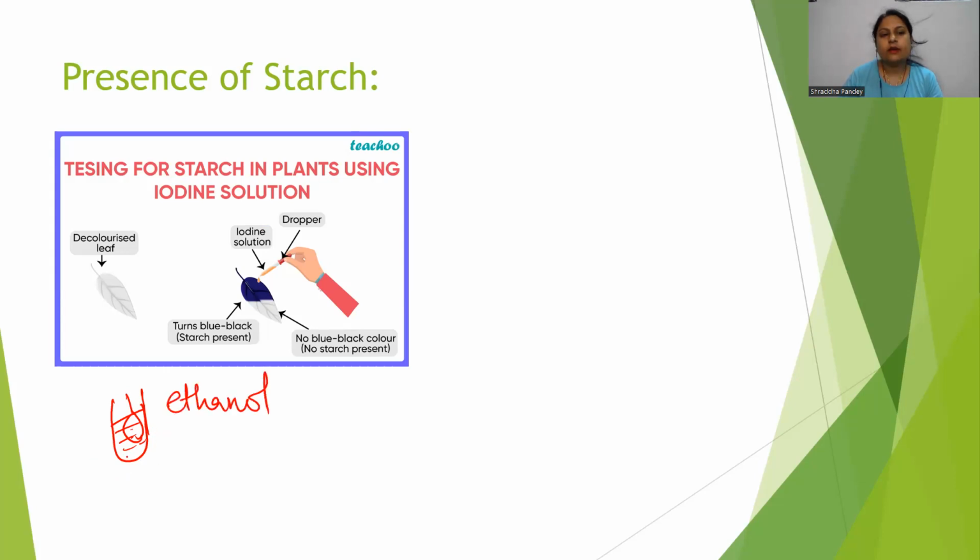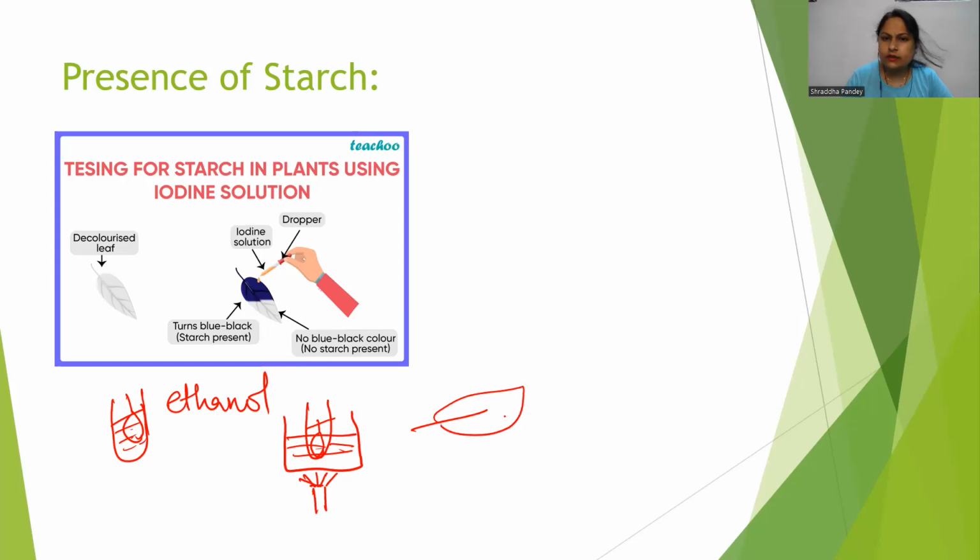Now we will put this test tube in a beaker containing water. We will boil that water, and in that we will put the test tube containing this leaf. So now what will happen? We will boil it till the alcohol also becomes heated, and the green color pigment present in the leaf will come into this alcohol, this ethanol. And the leaf we get will be decolorized, a white colored leaf. We will wash it with water, so that is called a decolorized leaf.